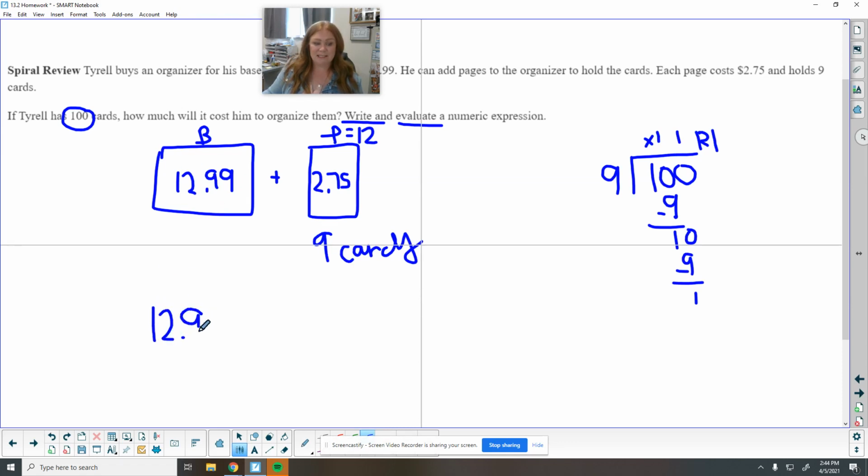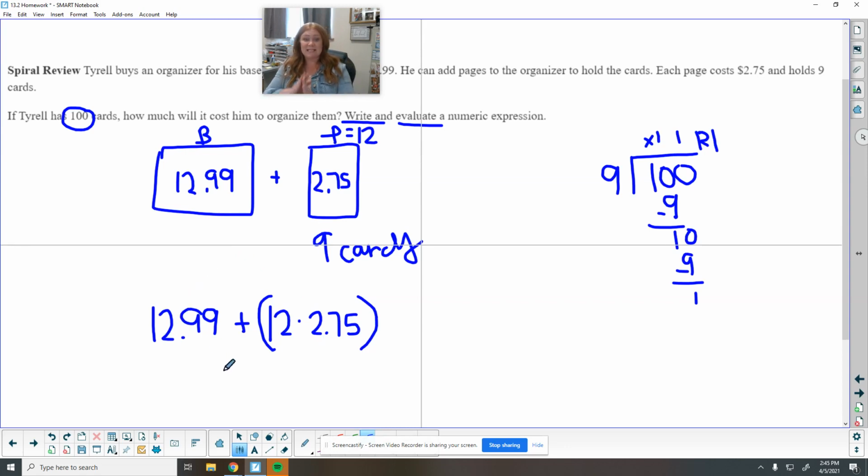So he has to buy the binder. So he has to start with $12.99. And then he's going to add on 12 of these. So we're going to do 12 times 2.75, and that will tell us our total. So I'll let you go ahead and finish that. We're going to do 12 times 2.75. Don't forget your decimal. And then add on 12.99.